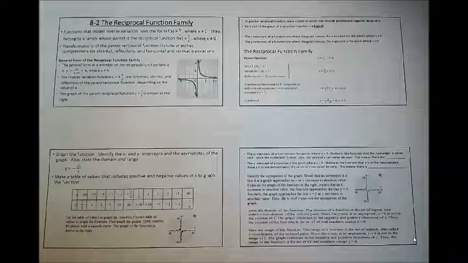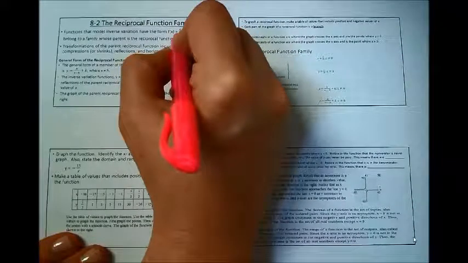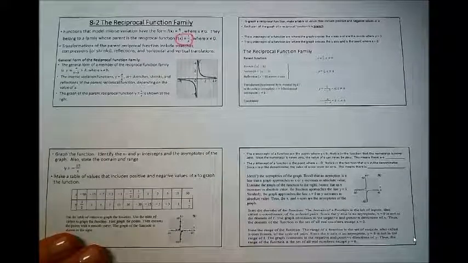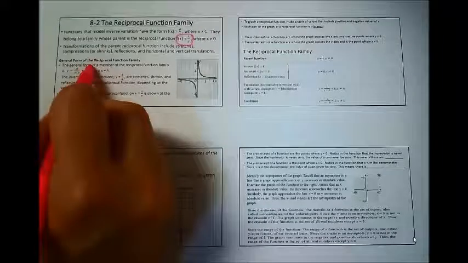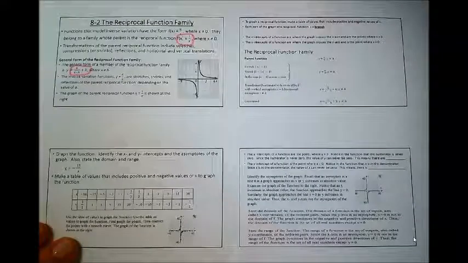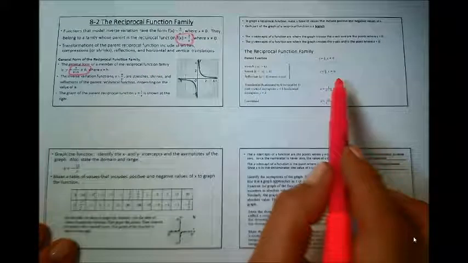The reciprocal function family is basically based on this function here. f of x is 1 over x. Any function we do today will be some variation of that. And this is the general form of the reciprocal function where x is not equal to h, because we cannot have a 0 on the bottom of a fraction. So I'm going to let you read through all this for more information on how that formula is derived.